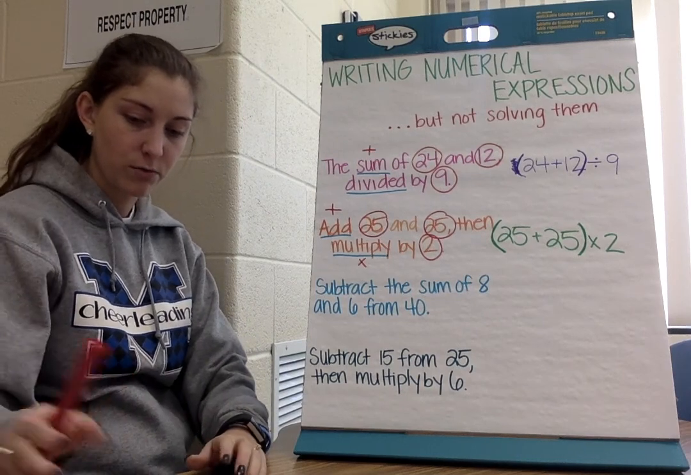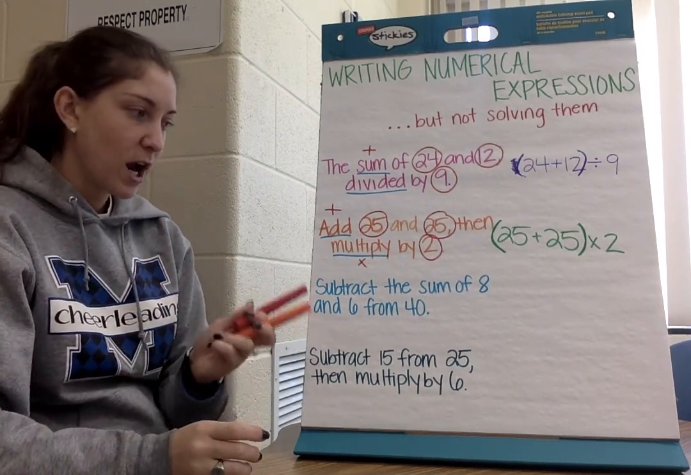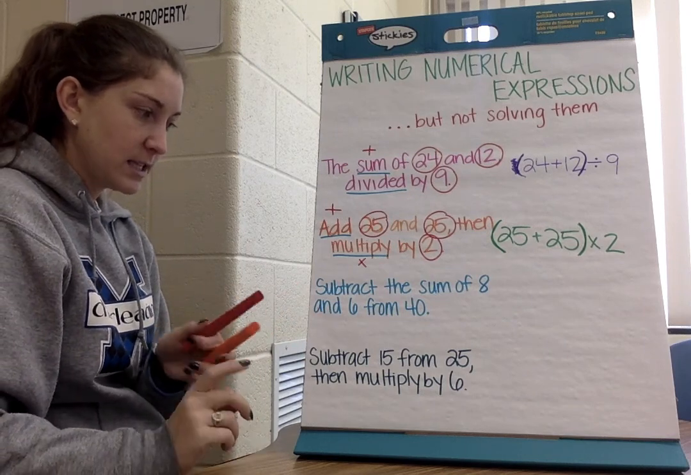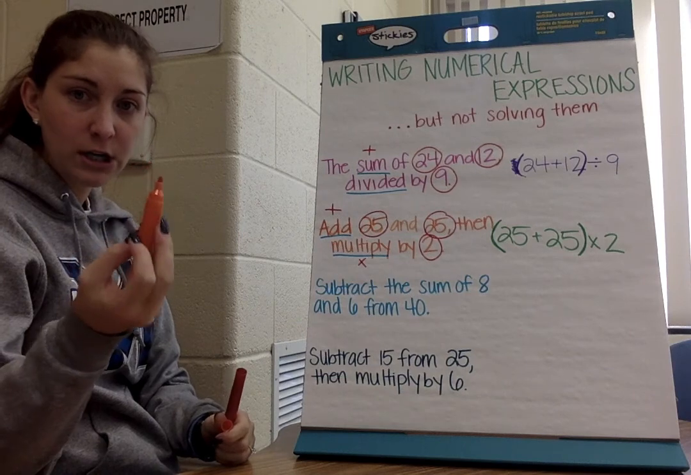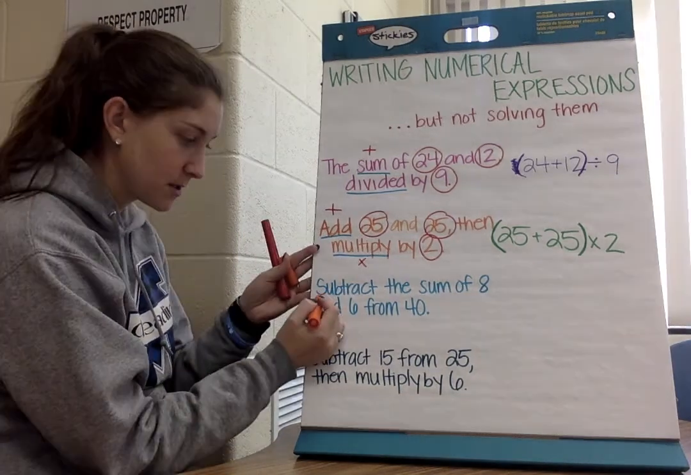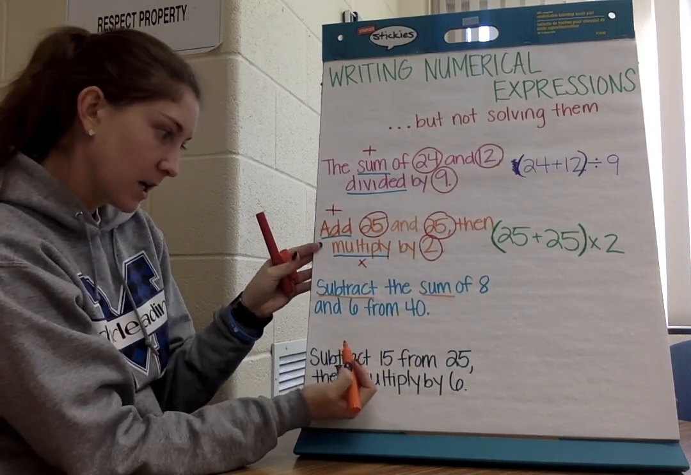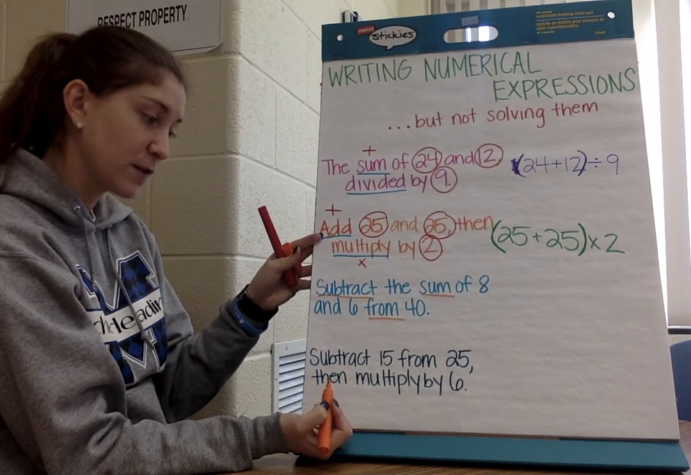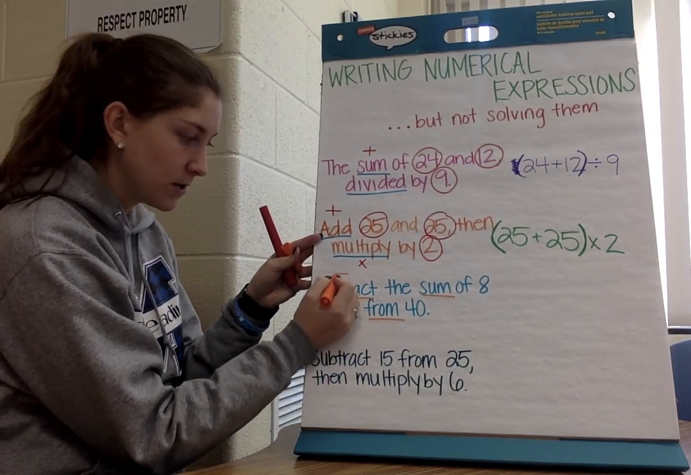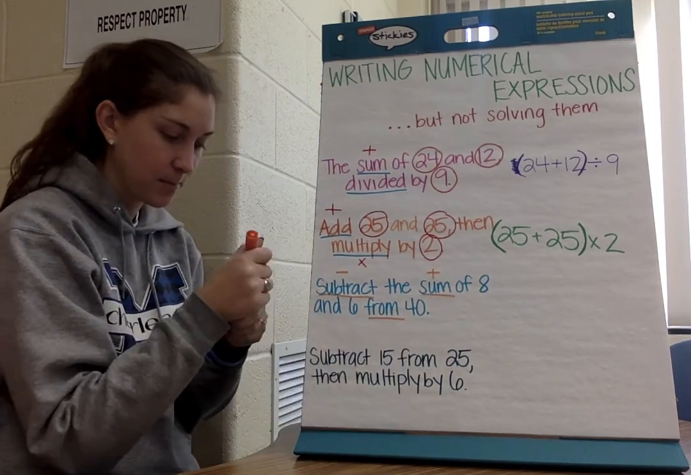I'm going to use red and orange this time. Subtract the sum of 8 and 6 from 40. So I'm going to underline in orange my operation words. Subtract the sum of 8 and 6 from 40. So I know that subtract just means to subtract and sum means to add.